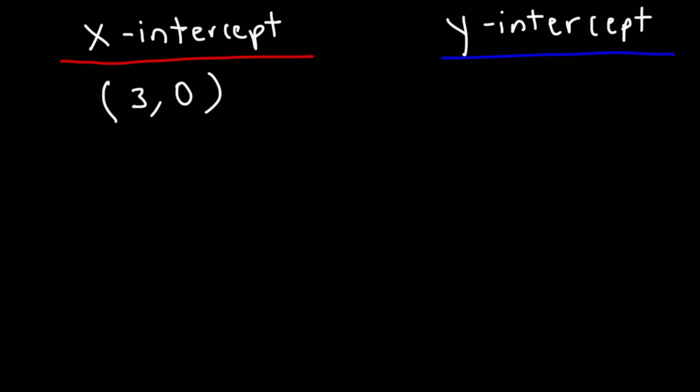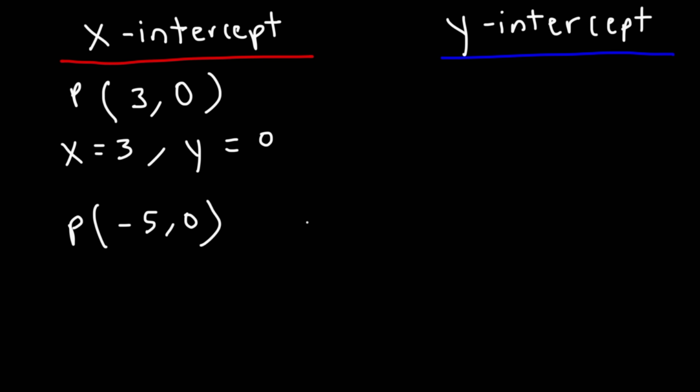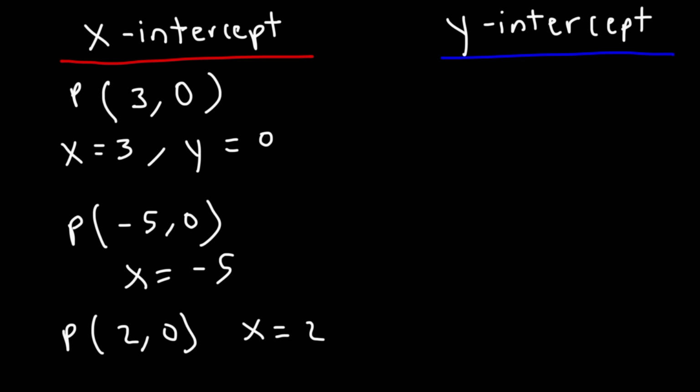So let's say you have the point 3 comma 0. At this point, x is 3, y is 0. This particular point is an x-intercept because the y value is 0. So the x-intercept is any value of x when y is 0. Another example of an x-intercept is the point -5, 0. So the x-intercept in this case will be -5. If we have the point 2 comma 0, the x-intercept is 2. So any point where the y value is 0, the x value is the x-intercept.